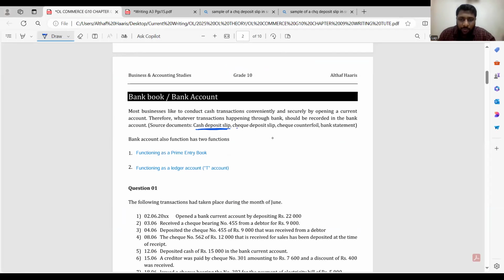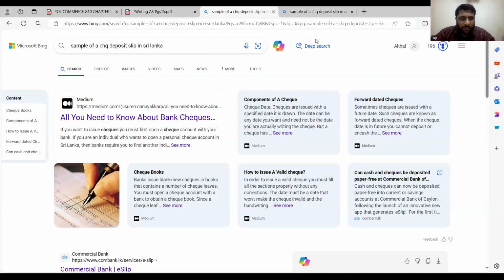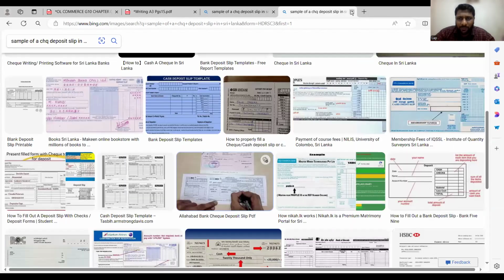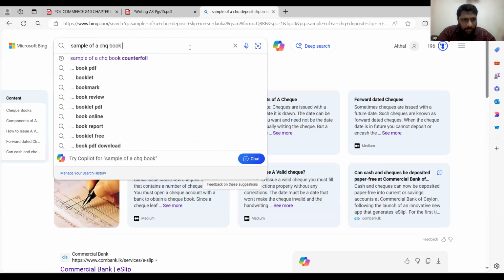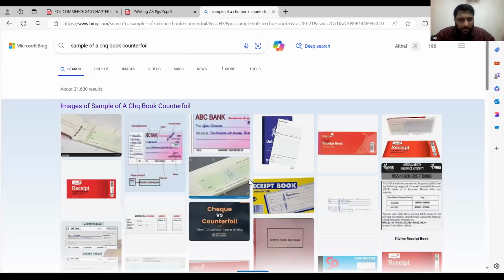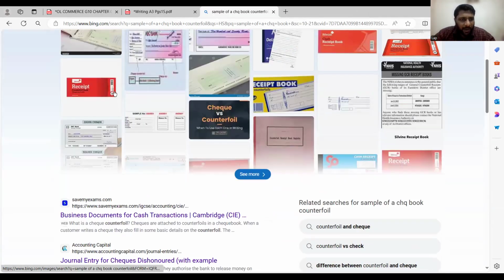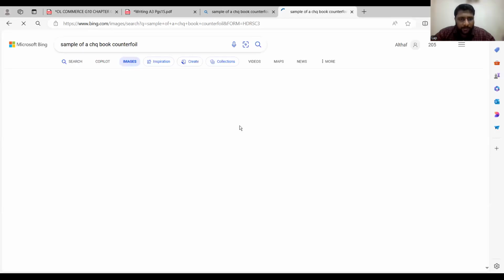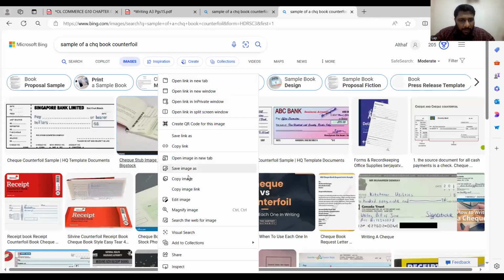And next, the checkbook counterfoil. Let me show that one also. I actually showed this one for you in the previous class also. A sample of a checkbook counterfoil. So that front part, people, front part. Okay. Let me open this.